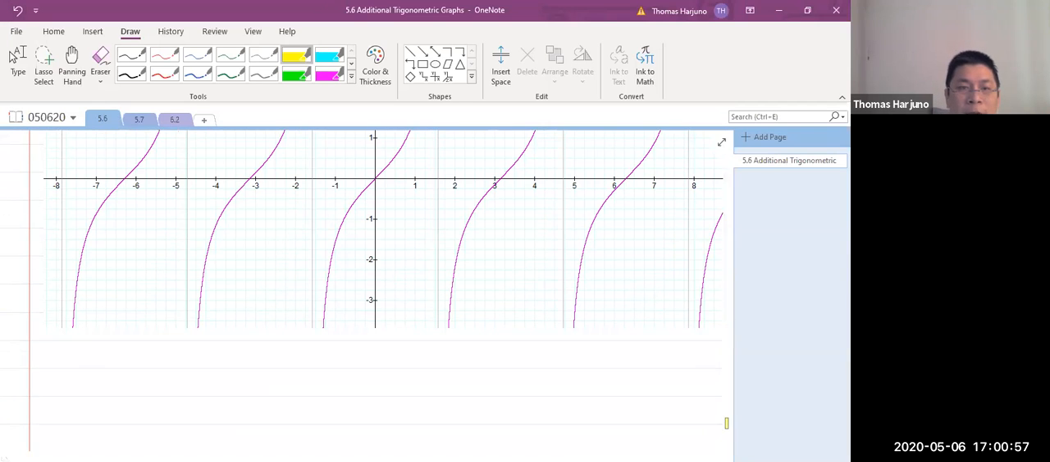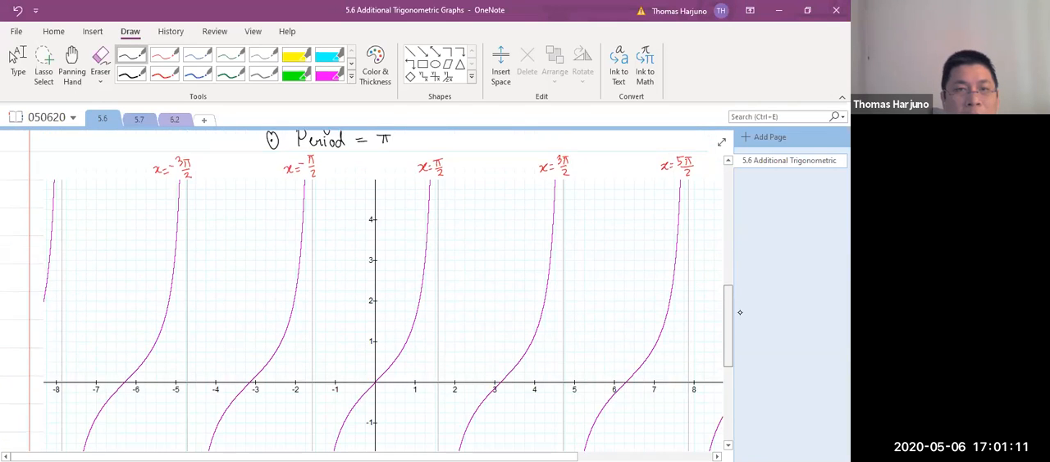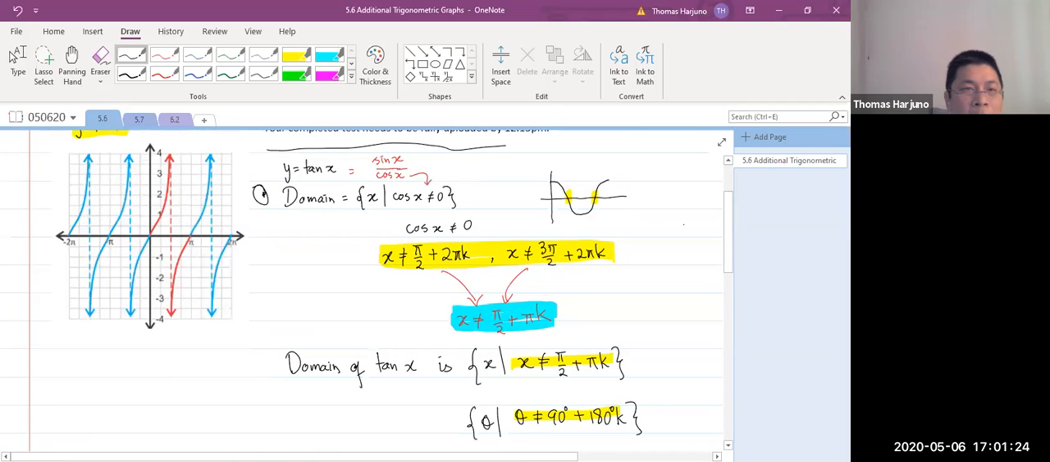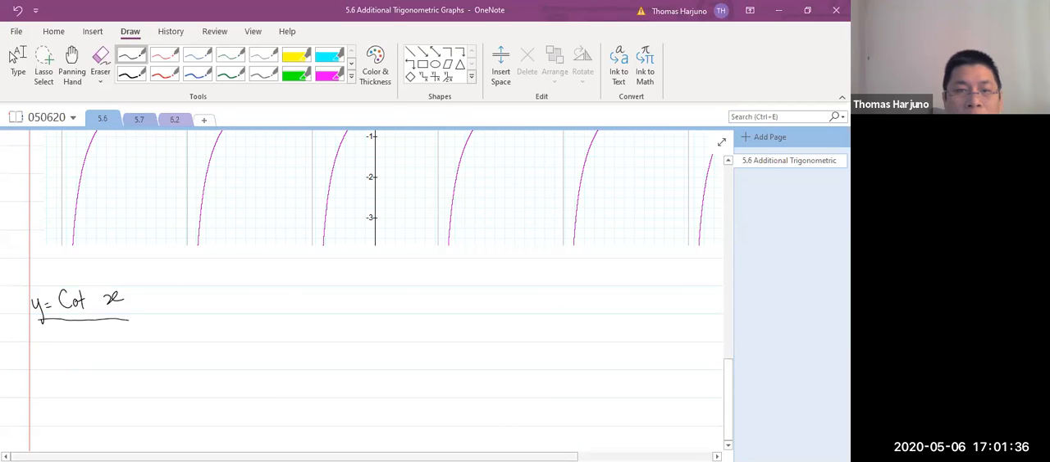Now, how about cotangent? Cotangent will be a very similar graph. Cotangent, y equals cotangent x. Now, what does it look like? You will see it is a very similar graph, but it actually goes the other way around. Tangent is increasing, right? You will see cotangent is decreasing. Cotangent is decreasing.